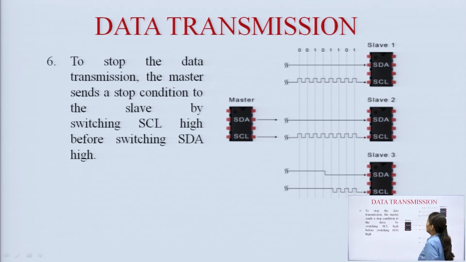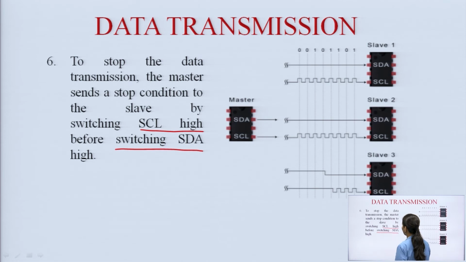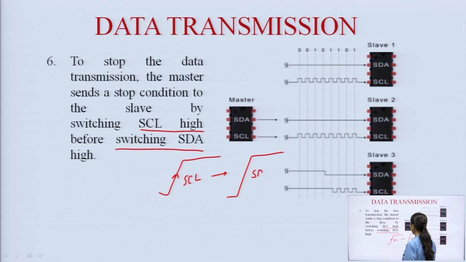Now, the last condition, to stop the data transmission: the master sends a stop condition to the slave by switching SCL high, before switching SDA high. So, this was the stop condition, where SCL will go from low to high, followed by SDA going from low to high. After the successful transmission of all the data frames, this stop condition is transmitted from the master to the slave side.